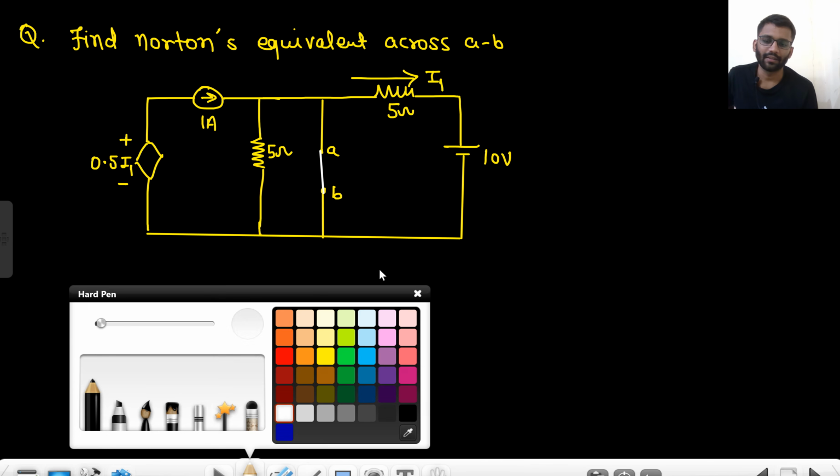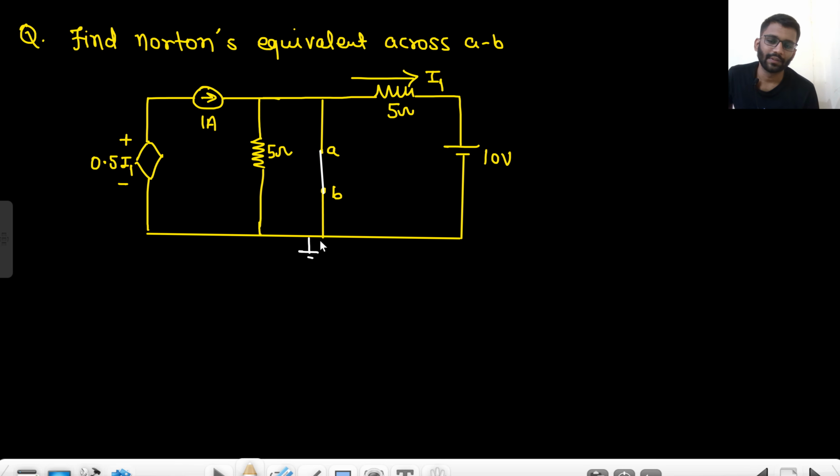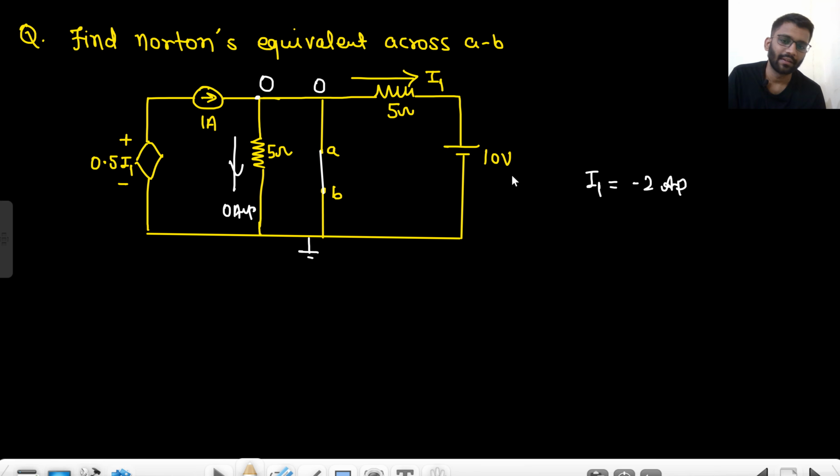Okay. Now what will happen? Let's just assume if this is 0, this will go to 0. This will also go to 0. What is the current here? 0 ampere. What is the value of I1? I1 will be 10 minus 0 by 5, so I1 will be minus 2 ampere.